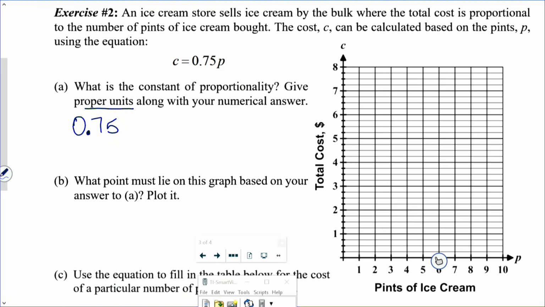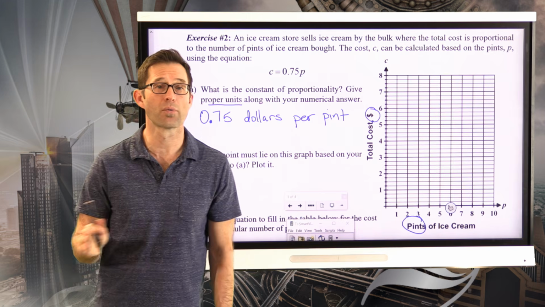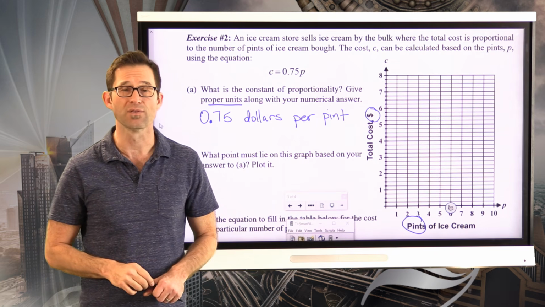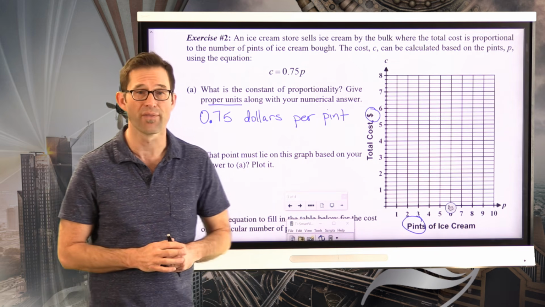Now I also want proper units, but that's easy enough because it's always the unit of the y-axis, which in this case is dollars, per unit of the x-axis, which is pints. So $0.75 per pint. It's simple enough, right? Every pint you buy, you're going to pay 75 cents for. A nice interpretation of that.